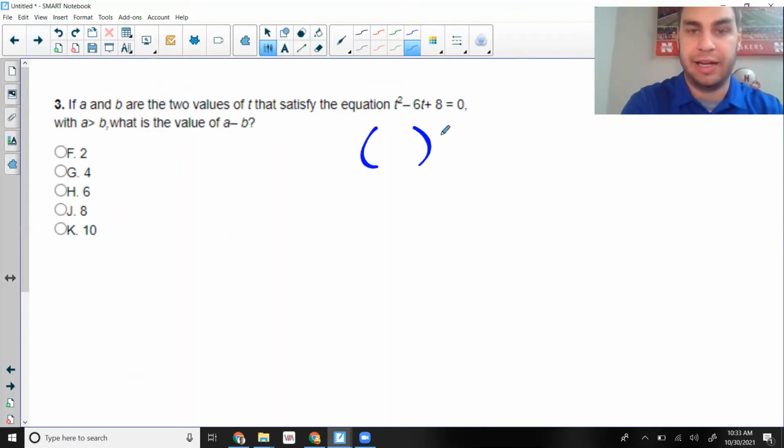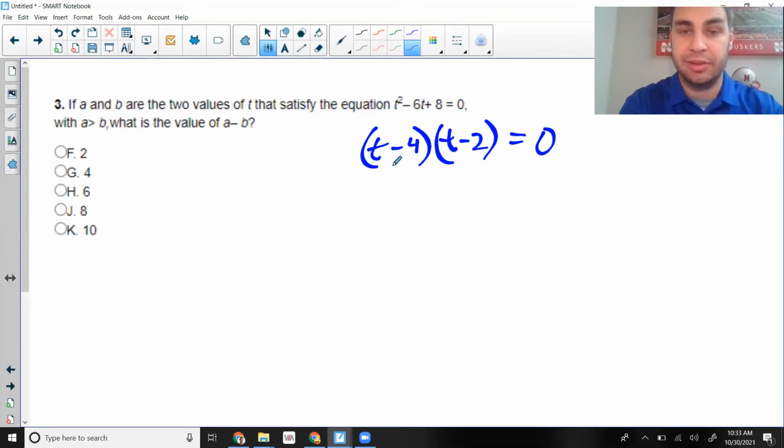All right, so I think we need to factor this and set it equal to 0 and solve, and I think that should give us our 2 numbers here. So we got T and T. Factor that to be, we need 2 numbers that multiply to be 8 and add to be -6. -4 and -2 does that. -4 times -2 is positive 8. -4 plus -2 is -6.